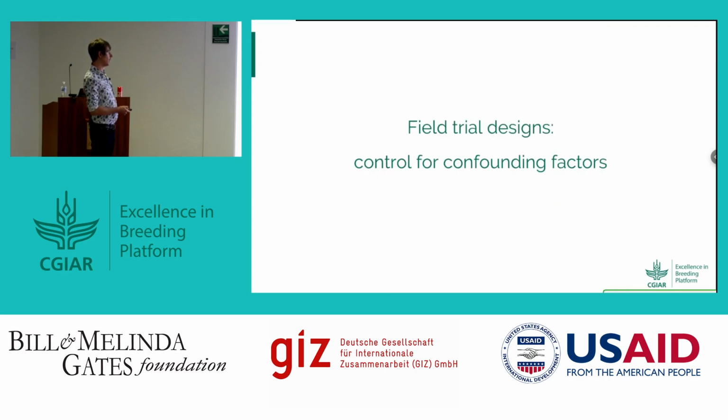Now, field trials or field trial designs, analysis of field trials, are there to control for confounding factors. And again, we need to make sure these confounding factors are controlled well enough so we get a good representation of our locations so we can go to the TPE analysis. How do we do that?